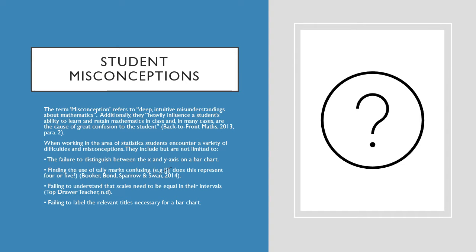When working in the area of statistics, students encounter a variety of difficulties and misconceptions. They include the failure to distinguish between the X and Y axes on a bar chart, finding the use of tally marks confusing, failing to understand that scales need to be equal in their intervals, and failing to label the relevant titles necessary for a bar chart. Regarding these misconceptions, the interactive activity titled the Data Bank Research Company aims to rectify them.